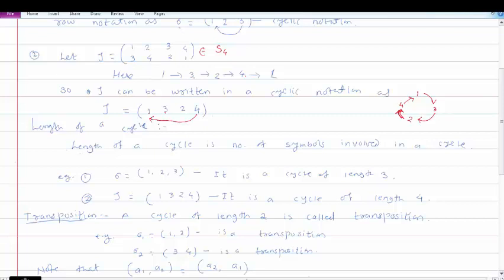Then the length of a cycle. What is the length of a cycle? The length of a cycle is nothing but the number of symbols involved in a cycle. For example, we have seen already sigma is equal to this cycle, and this contains only 3 symbols, 1, 2, 3. So this is a cycle of length 3. See here, tau is equal to 1, 3, 2, 4. 4 symbols are involved, so it is a cycle of length 4.